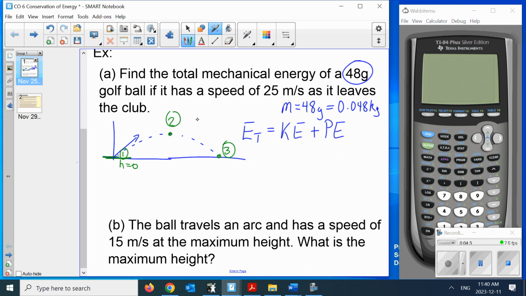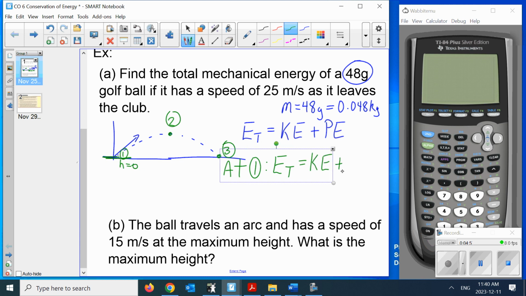Okay, so let's go back. We're going to use position 1. The total energy equals kinetic energy plus potential energy. But I'm going to say that's zero because I know it's mgh times zero height. That makes this easy. The total energy is equal to kinetic energy, which is 1/2 mv squared.